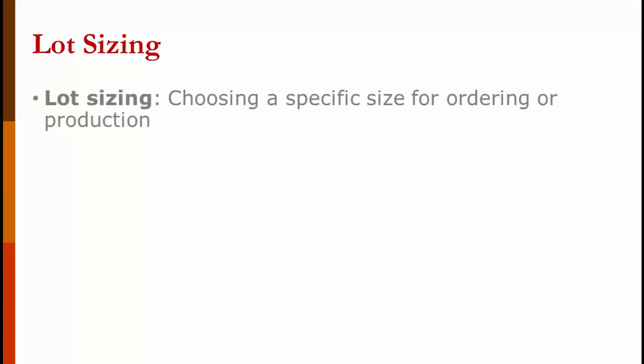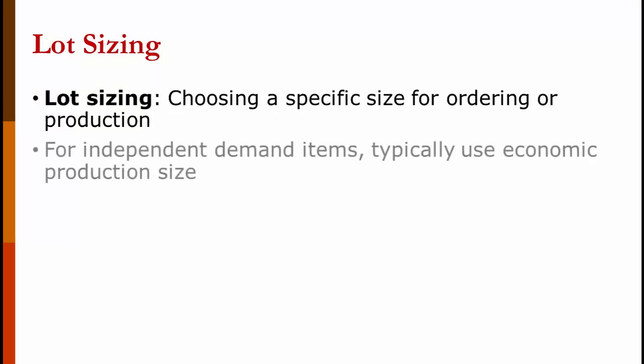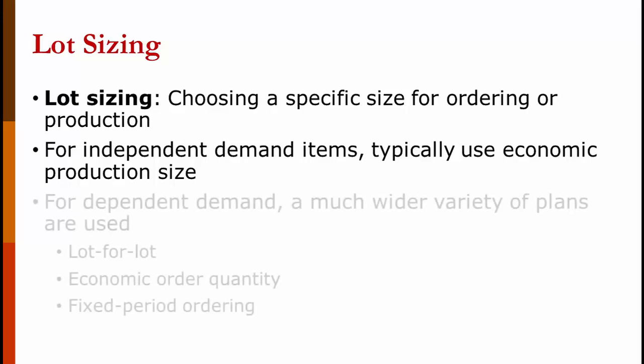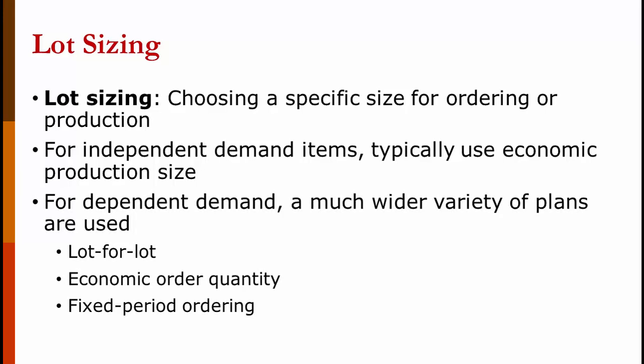Now let's talk about lot sizing. Lot sizing is choosing a lot size for ordering or production. In other words, deciding how many you're going to order or how many you're going to make when you order or make them. For independent demand items, we typically use an economic order quantity, EOQ. There are a variety of lot sizing techniques used for dependent demand items. The most common is lot for lot, which is a fancy way of saying order exactly what you need or buy exactly what you need.